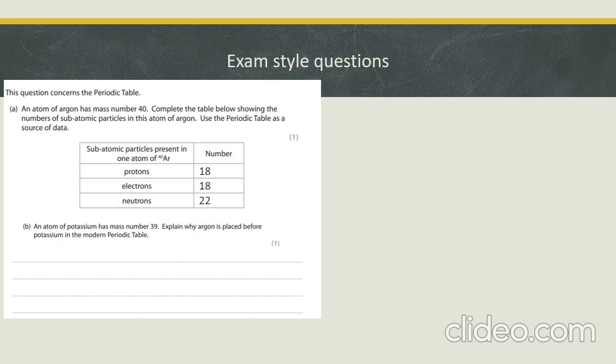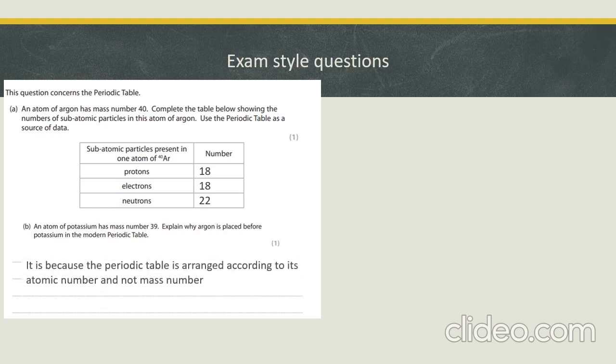An atom of potassium has a mass number of 39. Explain why argon is placed before potassium in the modern periodic table. Okay, this is a simple answer. We know that the modern periodic table is arranged according to the atomic number and not the mass number. So the reason is because the modern periodic table is arranged according to its atomic number and not the mass number.